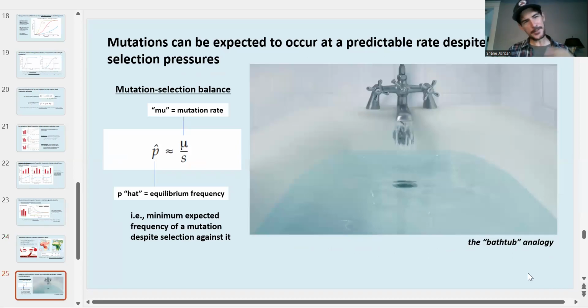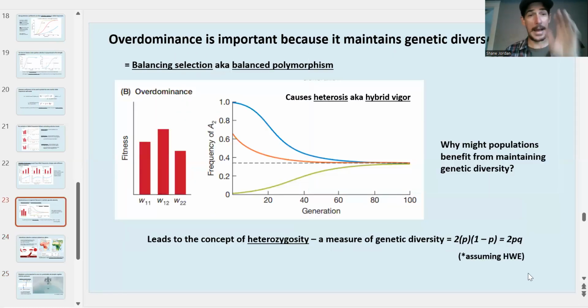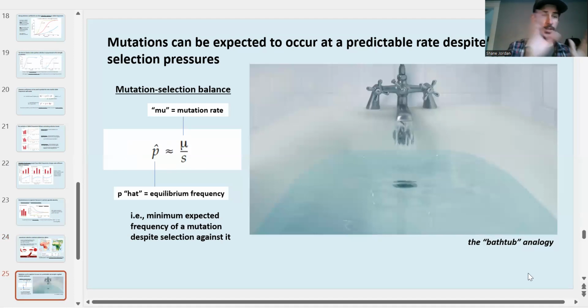And this leads us to another interesting idea about mutations, which is that they actually can be expected to occur at predictable rates, despite negative selection or despite selection against them. And this leads to something we call mutation selection balance. Now, please do not confuse balancing selection with mutation selection balance. These are two different things. The idea behind mutation selection balance is best described via something we call the bathtub analogy.